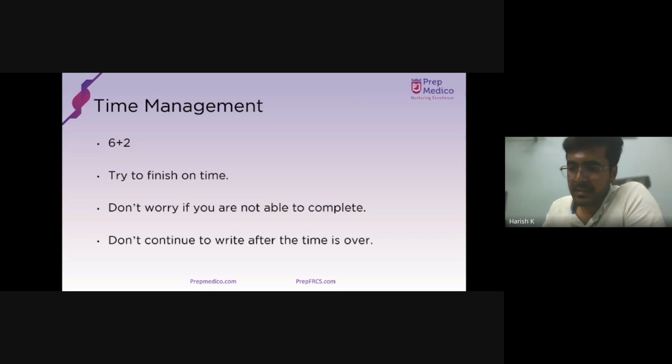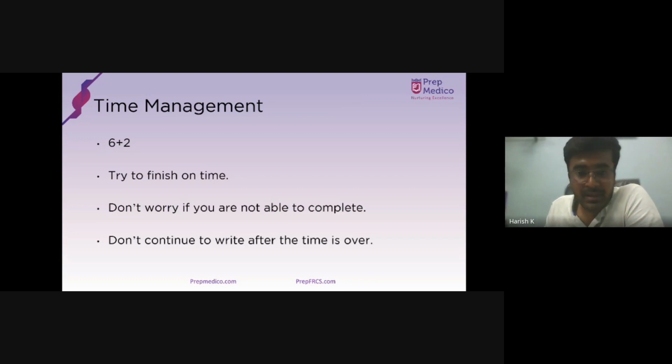Once you start writing the medications, you always feel like you have to complete every medication. But don't worry if you are not able to finish all the medications. They'll be scoring you based on how you prescribe the medication, whether you prescribe the first medication correctly. They'll go in order. So try to complete the prescription if possible, but if not, don't get tense.